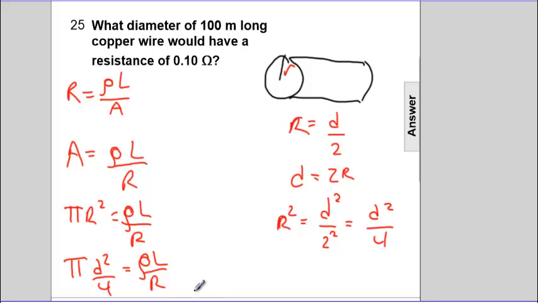So now we solve for d squared. When we do this, d squared will be 4 rho L divided by pi R. There's a lot of algebra here, but nothing impossible, especially if we do it together. And to solve for this, we'll simply take the square root of both sides, and we're home free.